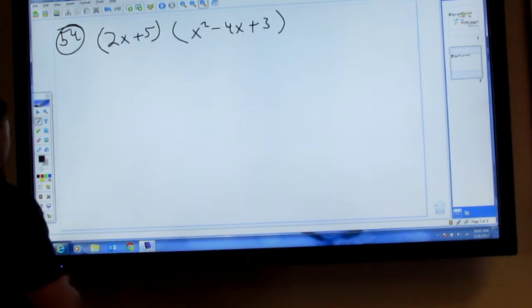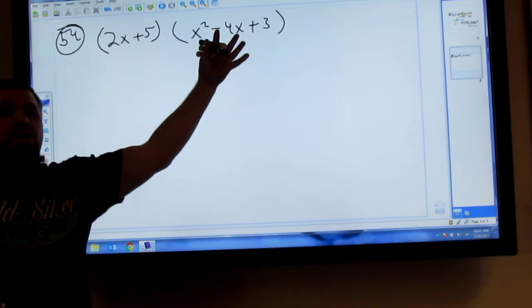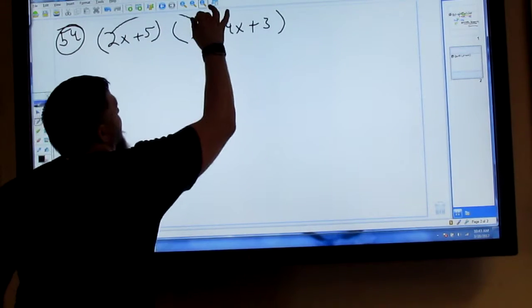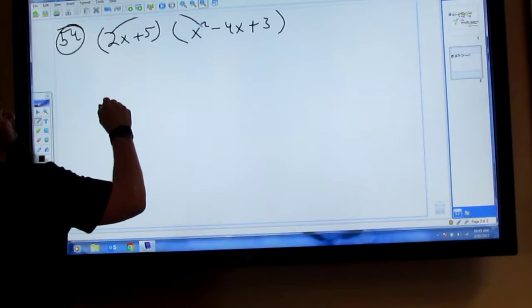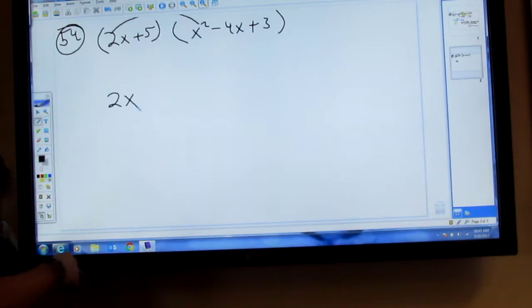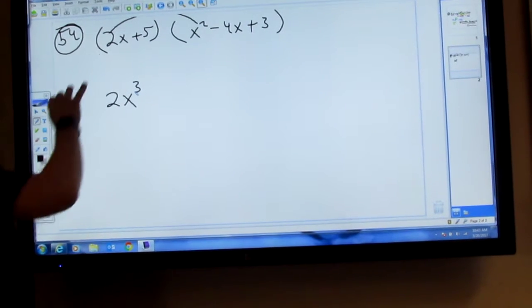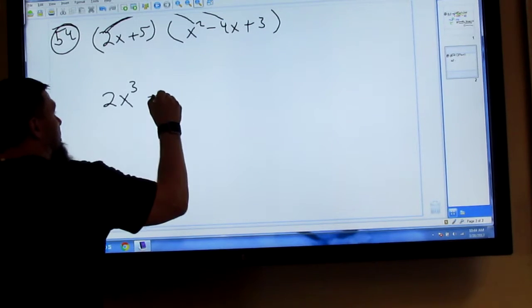Alright, next. Again, this is a binomial with a trinomial. We're going to distribute this. We're going to multiply. So 2x times x squared is 2x to the, what's 1 and 2? Third. 2x cubed. Then 2x times negative 4x is negative 8x squared. How many x's though? 2 of them, right? There was 2 and 1. Now there's 1 and 1.